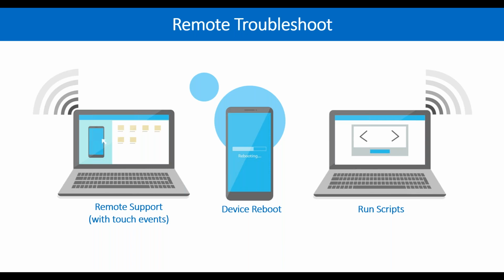The next feature we'll be looking at is device reboots. In the case of device hanging or freezing during use, the admin can remotely reboot the device. This function is particularly useful in a situation where the end user is located in a remote area or the device is unmanned, like a digital signage solution, and the admin is unable to troubleshoot the problem hands-on.